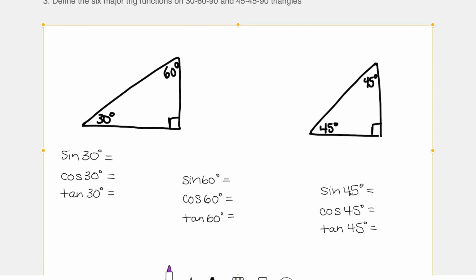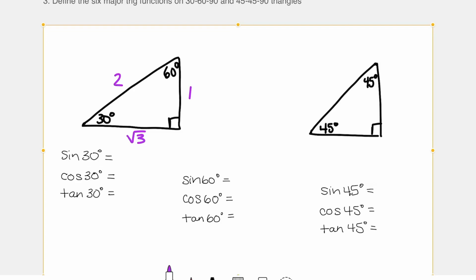The next lesson goal was to find your trig functions on 30, 60, 90, and 45, 45, 90 triangles. By now, you should be able to see a 30, 60, 90 triangle and just label the sides as 1, 2, square root of 3. So 1 is going to be the shortest side, 2 is actually the biggest number out of those, and the square root of 3, which is about 1.7, is sort of the medium length side, or the longer leg.